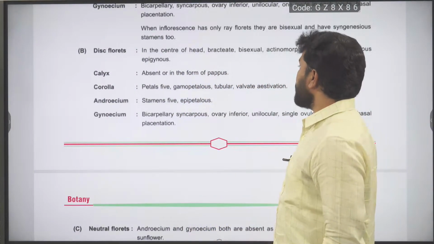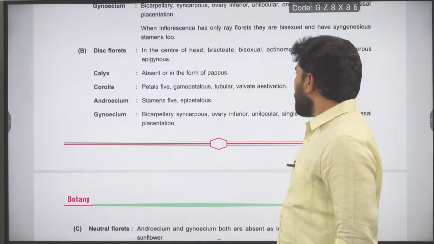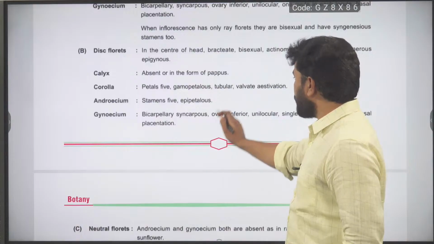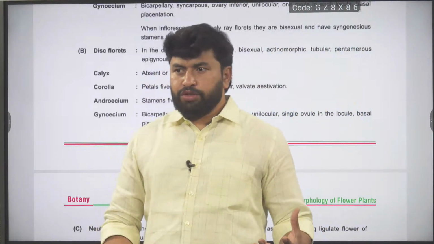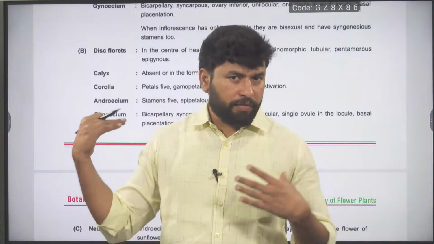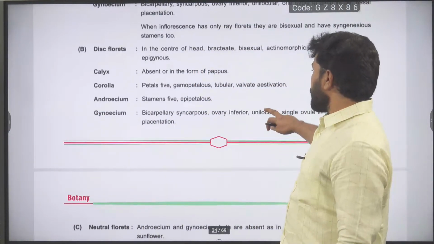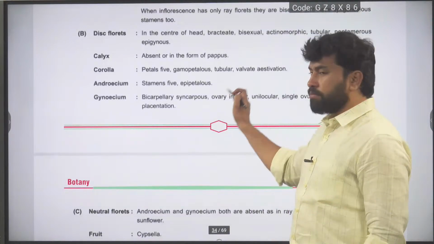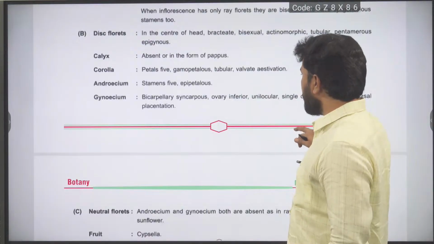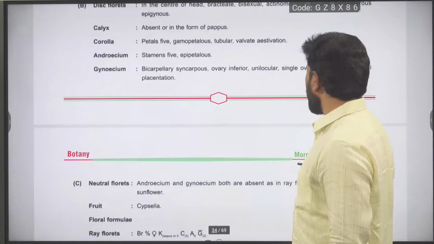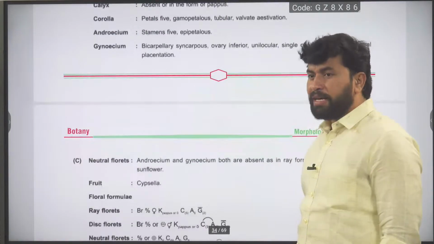Okay. Absent, which means calyx is absent. If it is present, pappus. Petals 5, gamopetalous, underline that word, tubular. In ray floret, that should be ligulate. In case of disc floret, that should be tubular. Valvate aestivation. Stamens 5, epipetalous. If petals are there, stamens are attached to petals. Bicarpillary syncarpous, ovary inferior, unilocular. Okay, they have basal placentation.